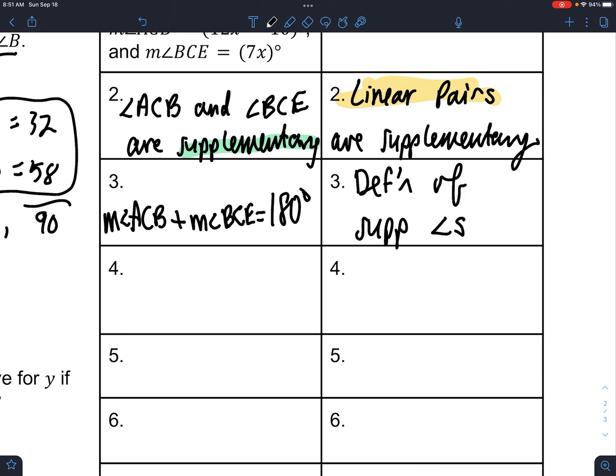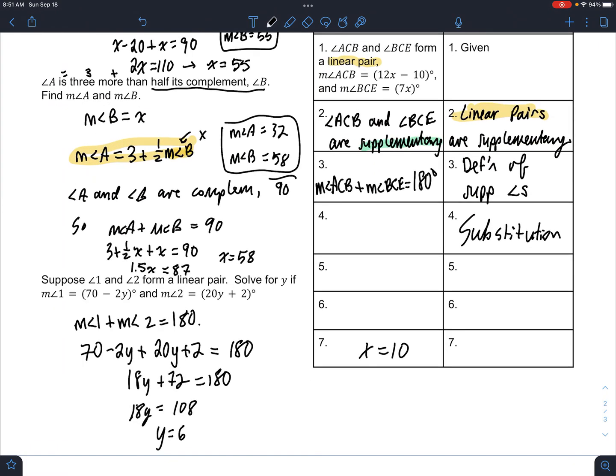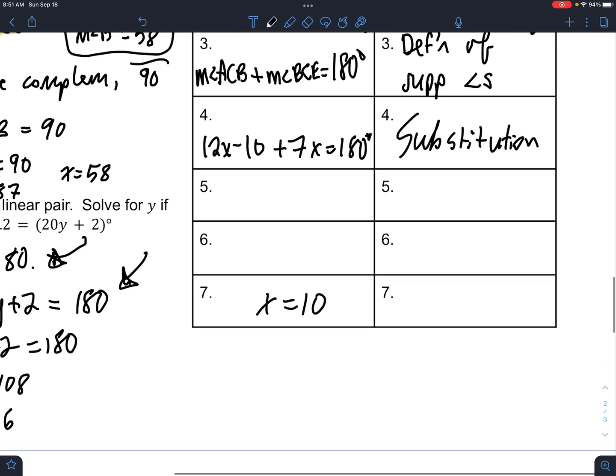Okay. Once you have a nice, beautiful equation with an equal sign, you're typically going to substitute, the next step, to solve. And this is the step we jump to in this question. But we did say this first, and that's by the definition of supplementary angles, but also the fact that linear pairs are supplementary. So stick this in here, and then you're kind of in the clear. Just solve the equation.